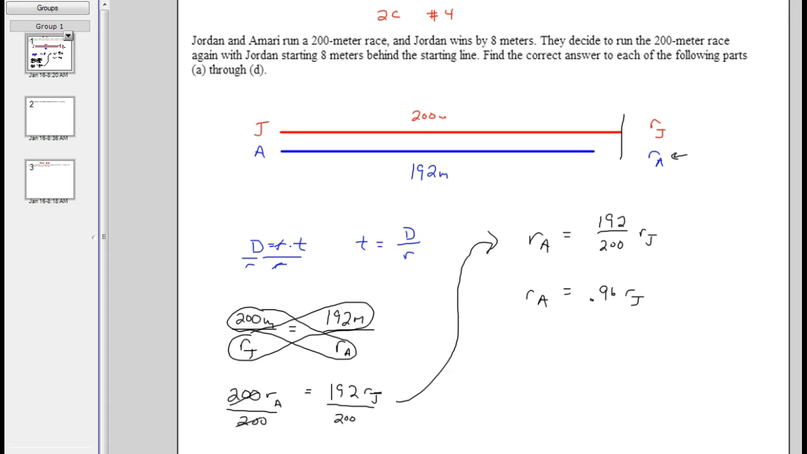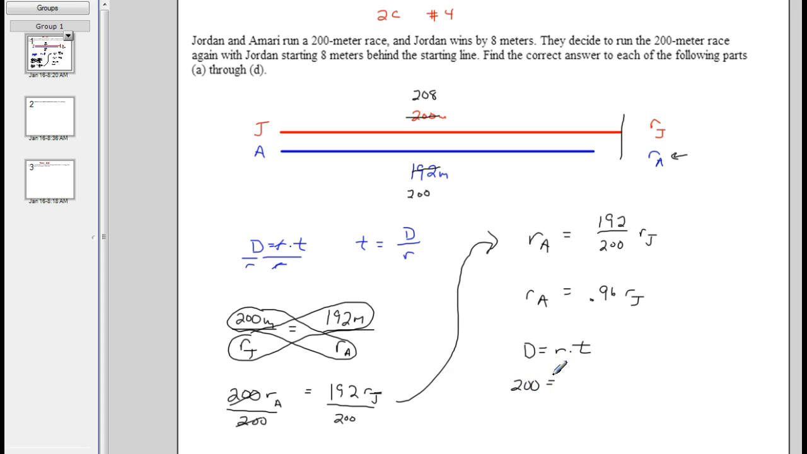For the second race, Jordan's now going to have to run 208 meters. But just to cut to the chase here, we're going to let Amari finish the race this time. We're going to let Amari run all 200 meters. So for the second race, Amari's distance, distance equals rate times time again. Amari's distance this time is going to be 200 meters. We're going to let him finish the race.